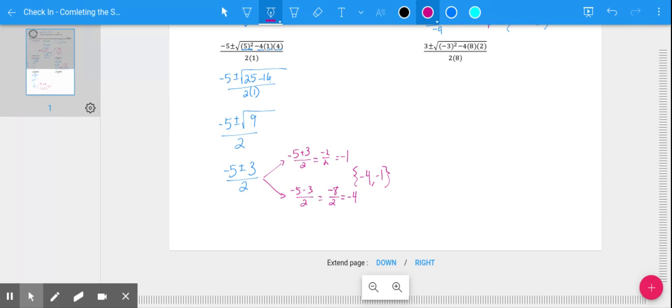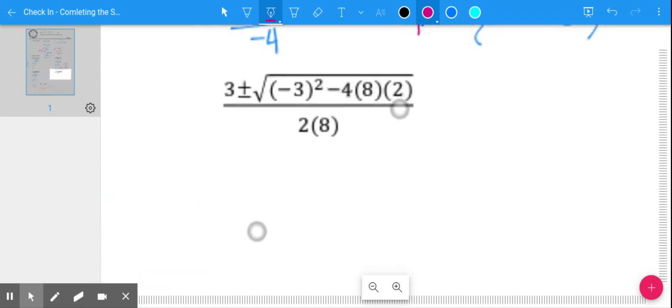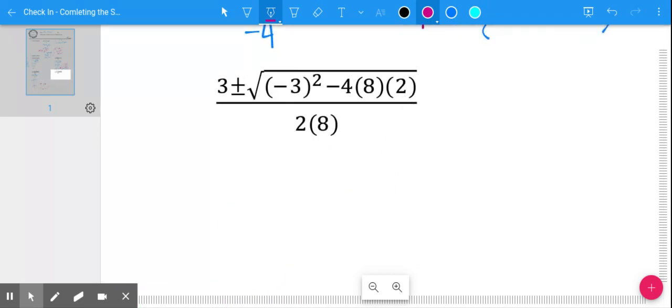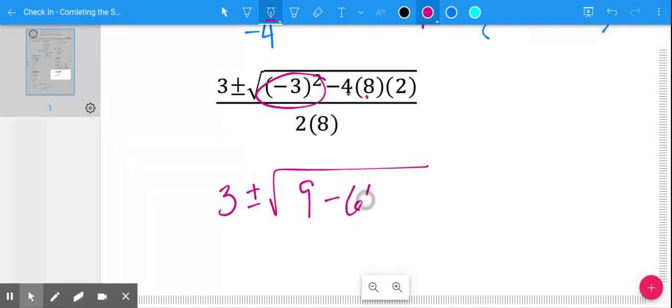Alrighty, last but not least, we have 3 plus or minus the square root of negative 3 squared minus 4 times 8 times 2 all over 2 times 8. So we'll have 3 plus or minus the square root. We have to do our exponents first because of our PEMDAS. So negative 3 squared gives me 9 minus, we're going to go ahead and multiply all this stuff together too. 4 times 8 gives me 32 times 2 gives me 64. So minus 64 all over 2 times 8 is 16.